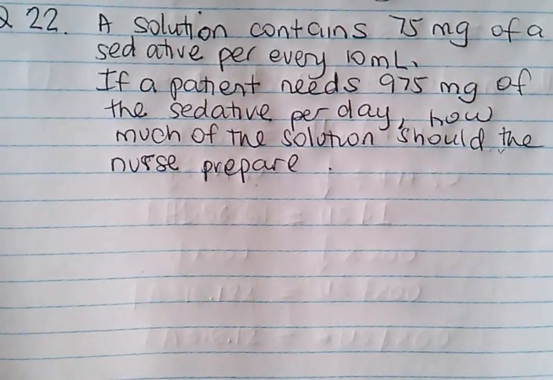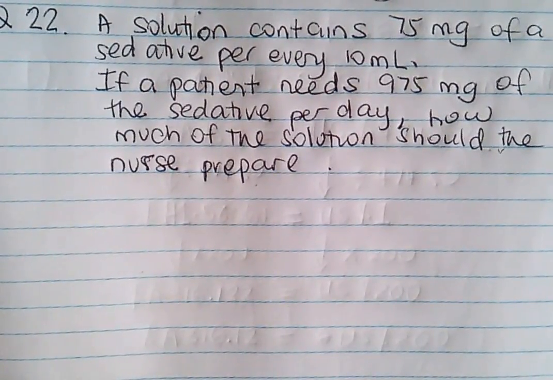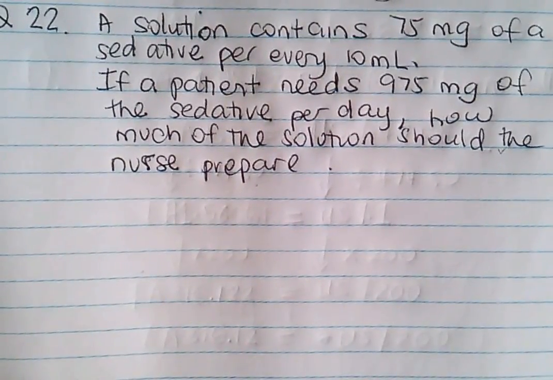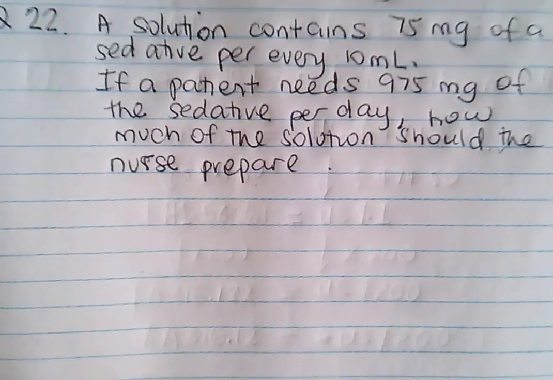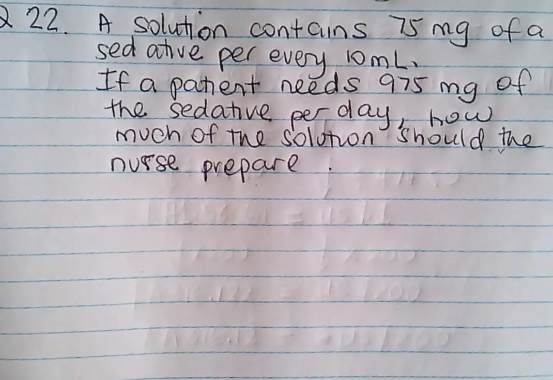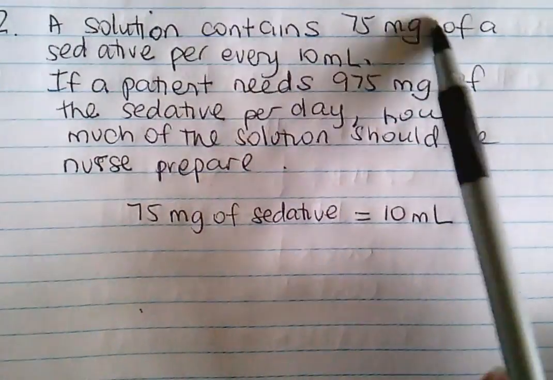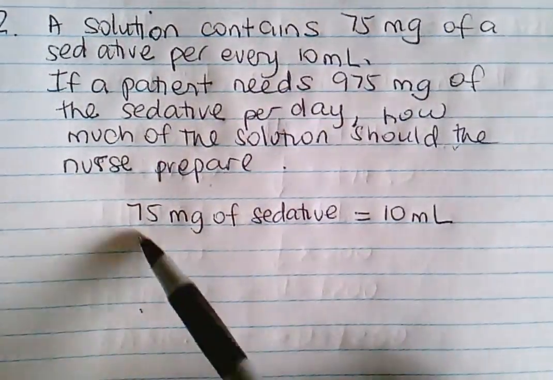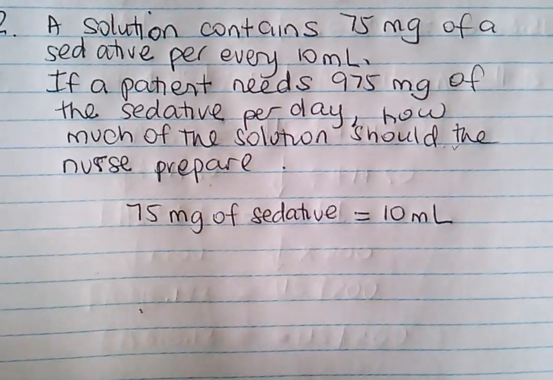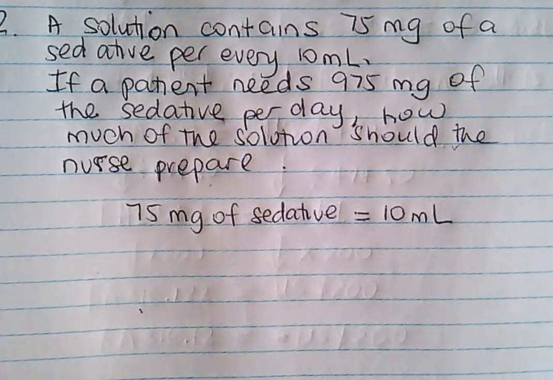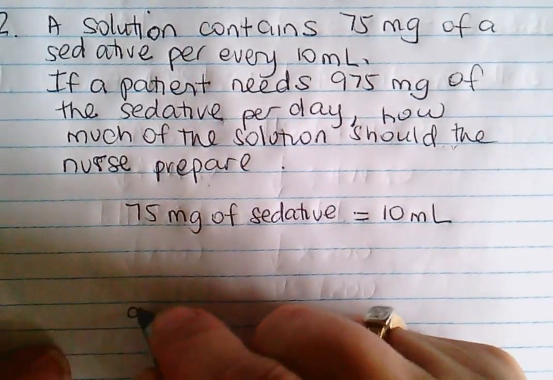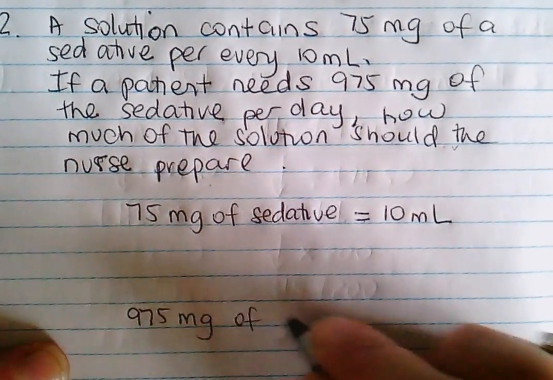A solution contains 75 milligrams of a sedative per every 10 mils, okay? You know what a 10 mil little thing is. If a patient needs 975 milligrams of the sedative every day, per day, how much of the solution should the nurse prepare? Okay, so there's the question. I'm just going to write down what I know, that there's 75 milligrams of sedative in every 10 mils of solution. I want to work out 975 milligrams of sedative.